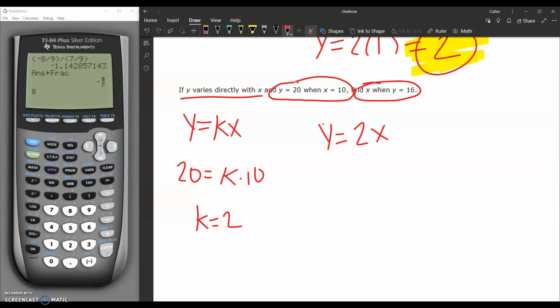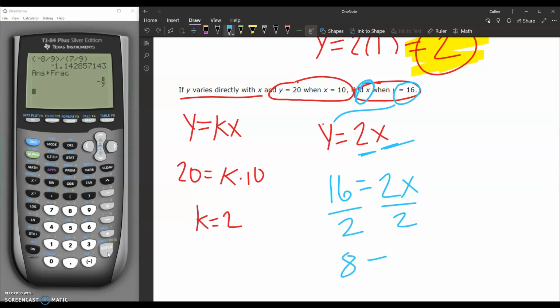And then what I'm going to do is take this second piece of information, and I want to find x. So I need to find x when y is 16. So let me plug in 16 for y down here. So 16 equals 2 times x. And see, I know k, but I don't know what x is. So now I've got to divide and figure out what x is. So if you divide both of those by k to figure out what x originally was, you should get 8.